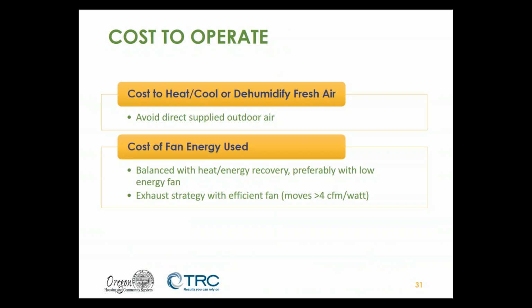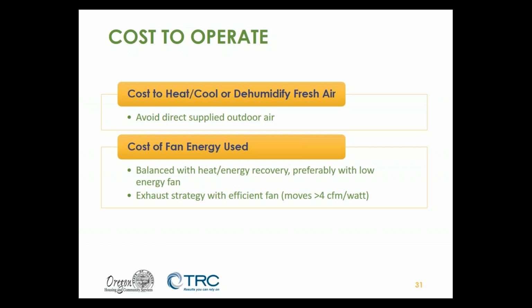So another aspect of the business case is thinking about the cost to operate these systems. There's a cost to heating or cooling and dehumidifying fresh air. So obviously with an ERV or an HRV, that cost goes down because you're recapturing some of the energy that you would have been expelling and reusing it while still getting rid of the toxins and the moisture and the bad stuff that you don't want. So there's a value there to balanced systems with HRV or ERV. And then of course there's the cost of the fan energy itself. So the fan is running perpetually typically or preferably, and that costs a little bit of energy.